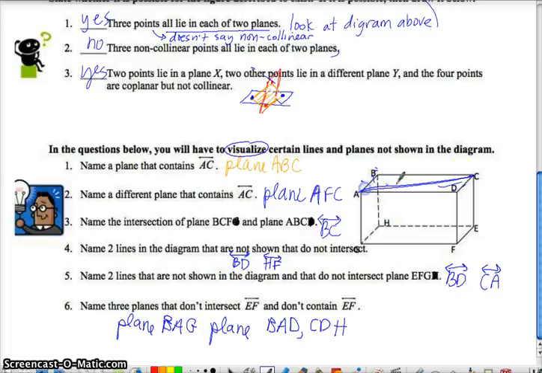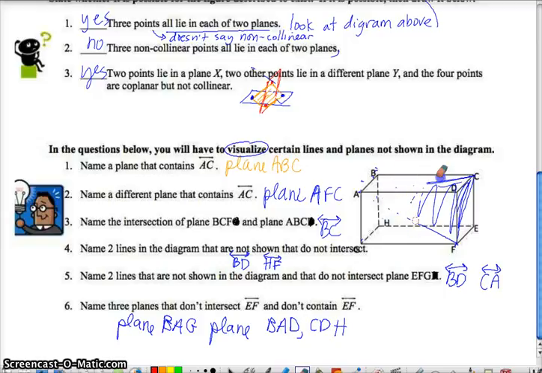Number 2, name a different plane that contains line AC. So a different plane. Okay, so plane AFC, right? As long as I use those two letters, I can use any other letter as a third letter and create a plane here. So here's another plane right here, AFC, right? It goes on forever and ever and ever.